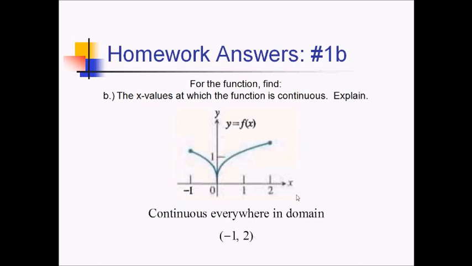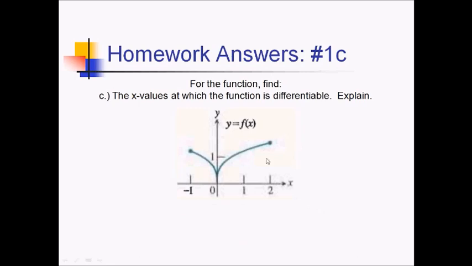And then for differentiability, for part C, we have continuity everywhere. However, we do have this cusp, which breaks the continuity of the derivative. This is an undefined derivative here at x equals 0. So we actually need two intervals for the differentiability. One is going from negative 1 to 0, union 0 to 2.